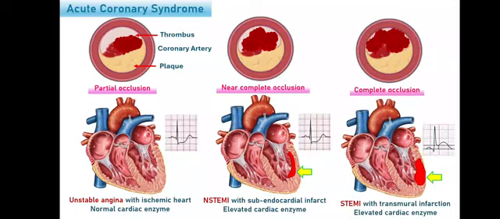In this picture, we see the developing thrombus causing almost total occlusion of the coronary artery lumen. As a result, there is full thickness infarction, that is transmural infarction. As a result, there will be ST segment elevation here with elevated cardiac enzymes.